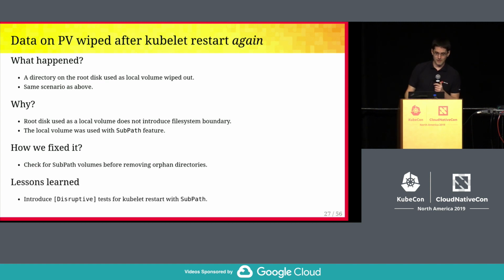But the lesson we learned is that we should test more features combined together. So now we have a whole matrix of tests that test different scenarios. And in this case, for example, we test a disruptive test with local volumes with subpath.